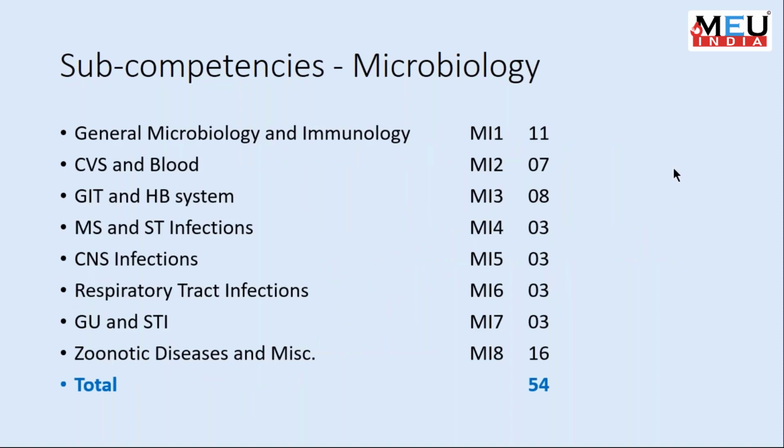Over here, we can see sub-competencies in microbiology. We have already seen that general microbiology and immunology have 11, CVS and blood 7, GIT and HB 8, MS and ST 3, CNS 3, respiratory 3, GU and STI 3, zoonotic disease and miscellaneous, a total of 54. So there are 54 outcomes or competencies which the student will have to acquire in second MBBS in the microbiology subject.